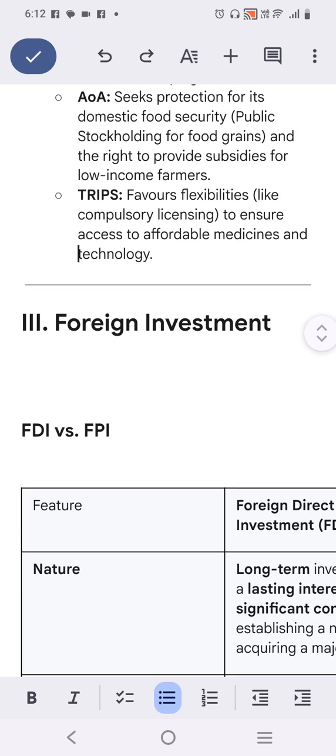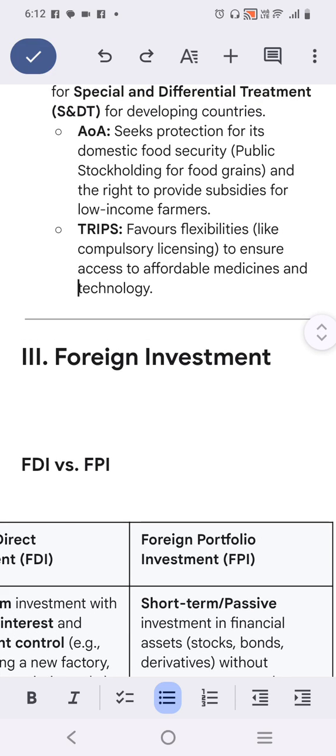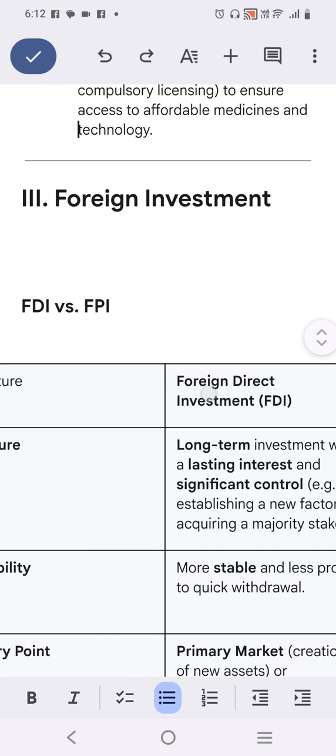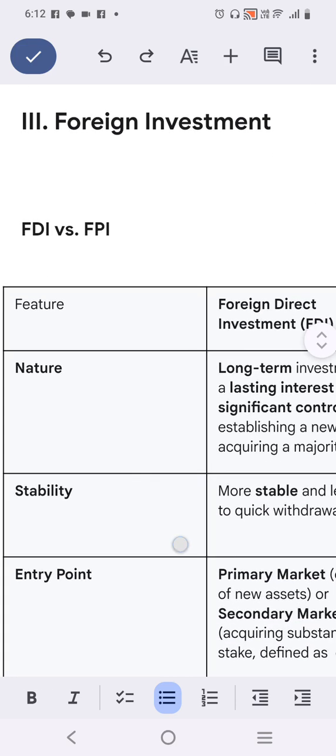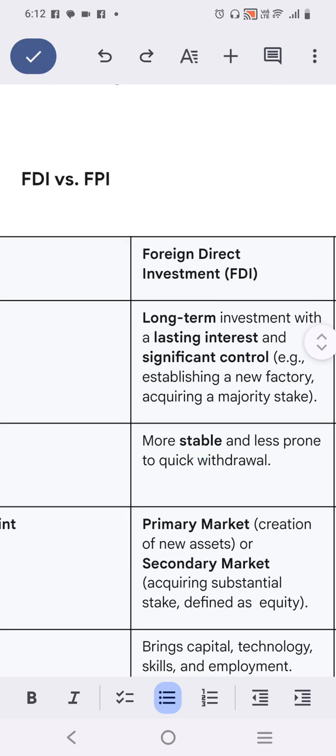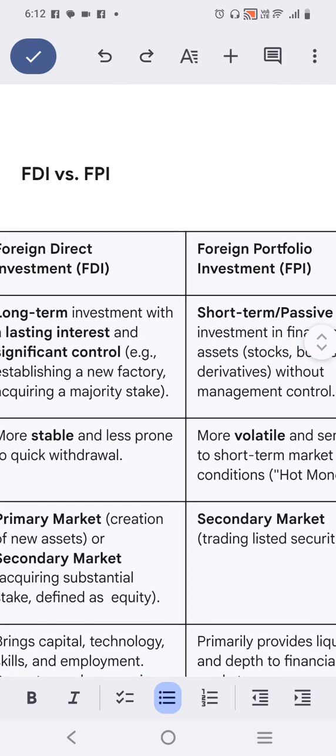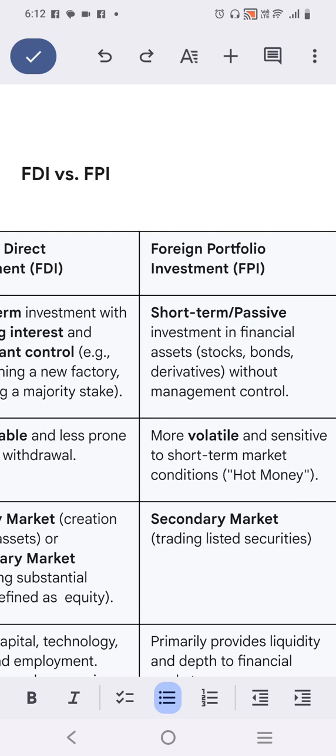Then comes foreign investment. Now here we are looking at FDI versus FPI. We have discussed FDI earlier as well, and FPI we have just come across, its full form: Foreign Portfolio Investment. Nature: FDI is long-term investment with a lasting interest and significant control. FPI is short-term and passive.